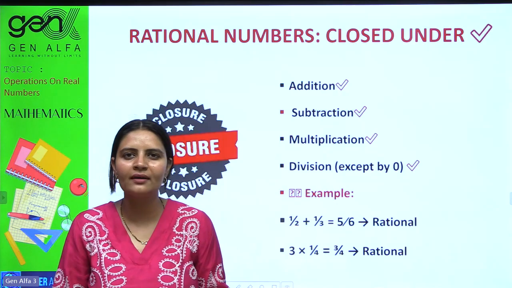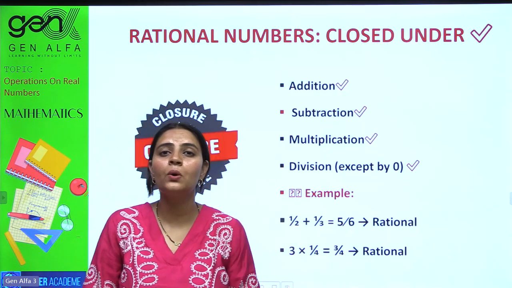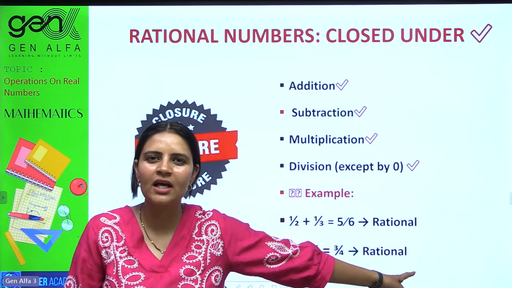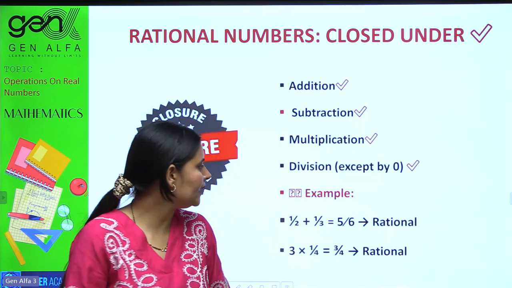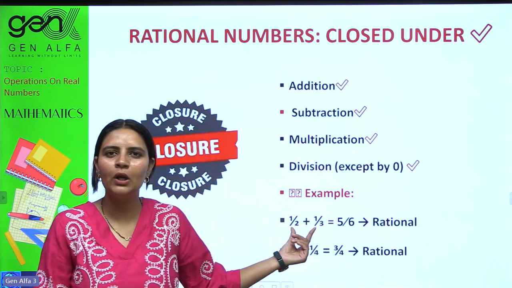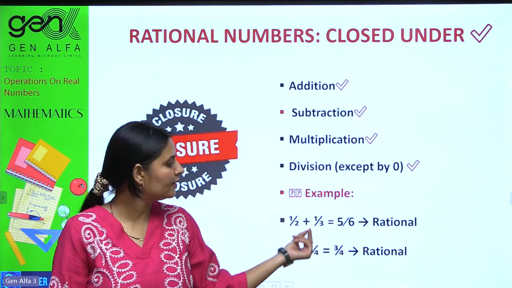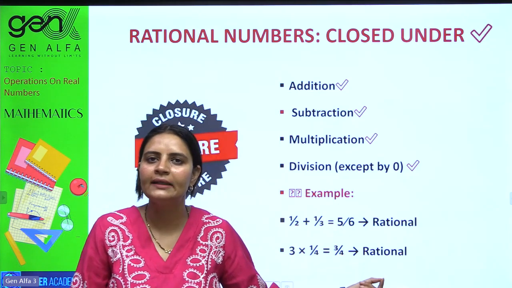1 by 3 is rational, and hence 5 by 6 is also rational. You were adding here, and you were getting the result as rational numbers. So the set is closed. Yes, these two numbers belonged to a set, the rational numbers, and the result still belongs to the same set, rational numbers.